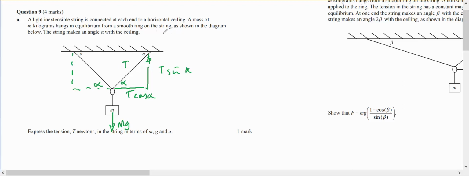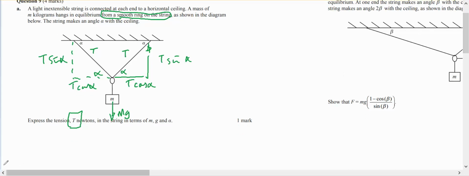However, we have a smooth ring on the string, which means that this is all one string, so therefore the tension is the same throughout the string because it just runs through a ring. So it's going to be T sine of alpha, and that's going to be T cos of alpha. So express T.